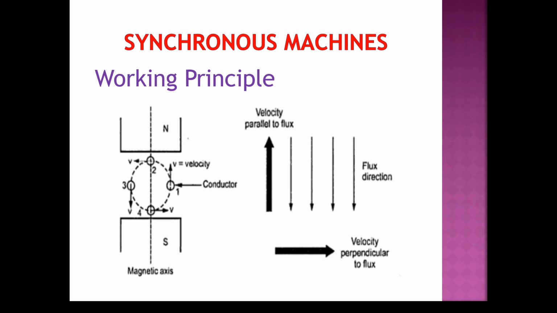Now let us see the operating principle of a synchronous generator or synchronous machine. The alternator works on the principle of electromagnetic induction. When there is a relative motion between the conductor and the flux, EMF gets induced in the conductors. What is the meaning of relative motion? Either the conductor should move or the flux should move. Then EMF will be induced in the conductors according to Faraday's law of electromagnetic induction.